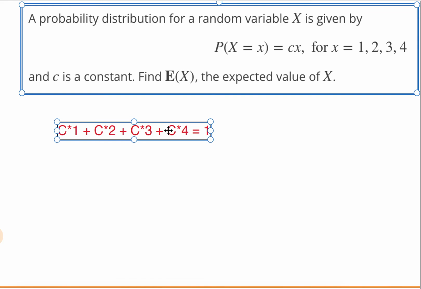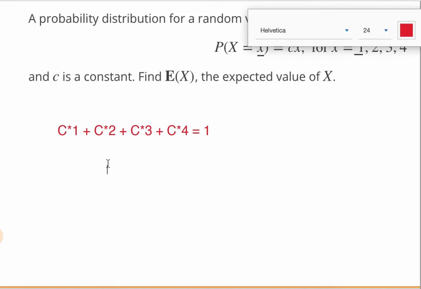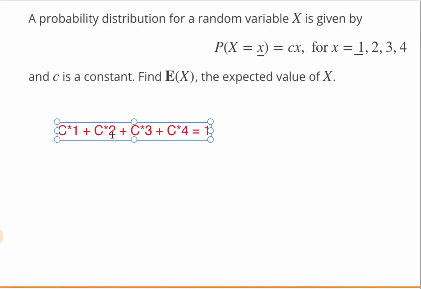These are all the different probabilities they tell us, and it must equal 1 because these represent all the different possibilities, right? Like, there's 6 sides on a die, right? If you add the probability of getting a 1 plus the probability of getting a 2 plus the probability of getting a 3 plus the probability of 4 plus the probability of 5 plus the probability of 6, it should add up to 1 because you've got every possibility. The probability that x equals 1, according to this problem, is equal to C times the number 1, according to the formula up here.